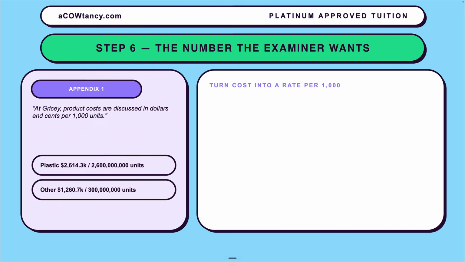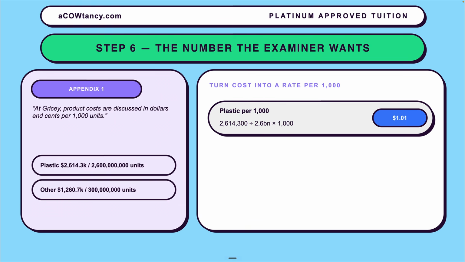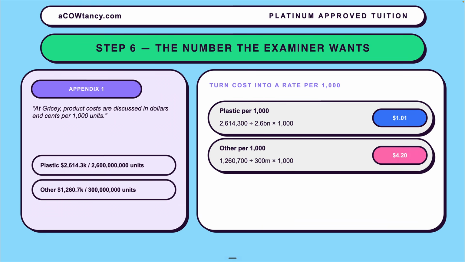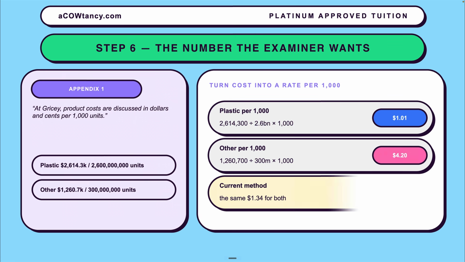So now we know plastic gets 2614, other gets 12670, divided by the number of units. But then we want per 1,000 units, so times it by 1,000. So plastic now gets $1, more or less, and other gets $4.2. And that's not surprising, is it? Because other is very design heavy. And remember, with the current method, it was 1.34. So now that's the comparison.